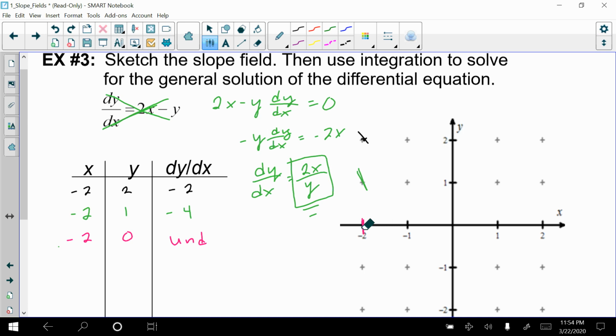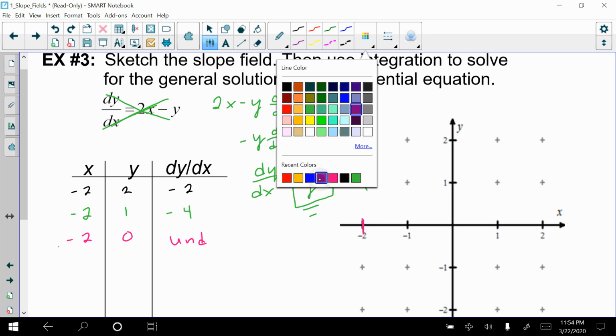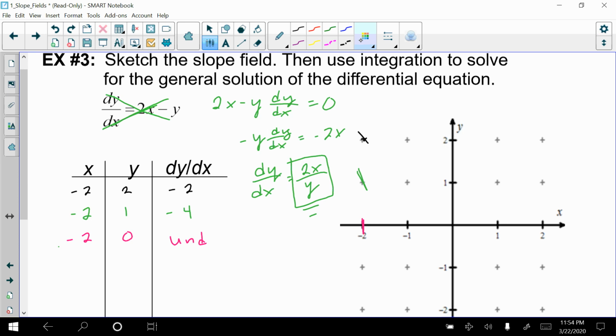Okay, so we've gone from a negative 2 to a negative 4 and eventually to an undefined. So the steepness is changing. So is it going to change now to a positive number if we continue going down? So let's go ahead and try next numbers. Let's try negative 2 and a negative 1.